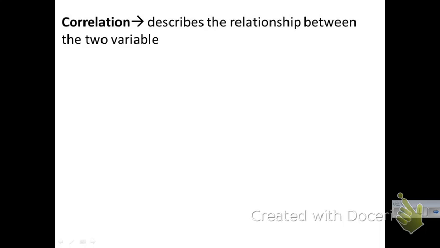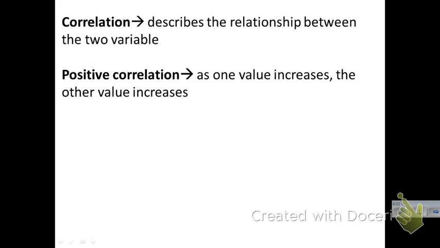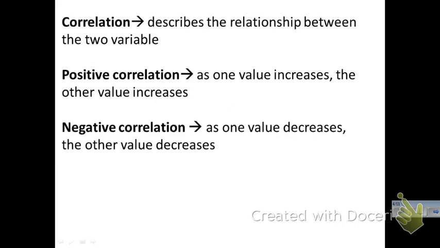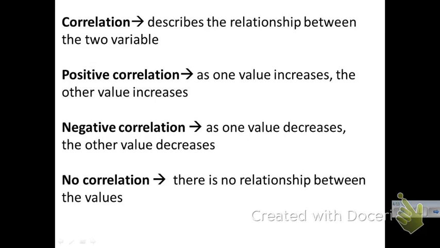Correlation describes the relationship between the two variables. Positive correlation is when one value increases, the other value increases, and it will look like that on a graph. Negative correlation, one decreases as the other increases, and it will look something like this. No correlation is when there is no relationship between the data, so you'll have a scatter plot that might look like this, and you can't determine if it's positive or negative.